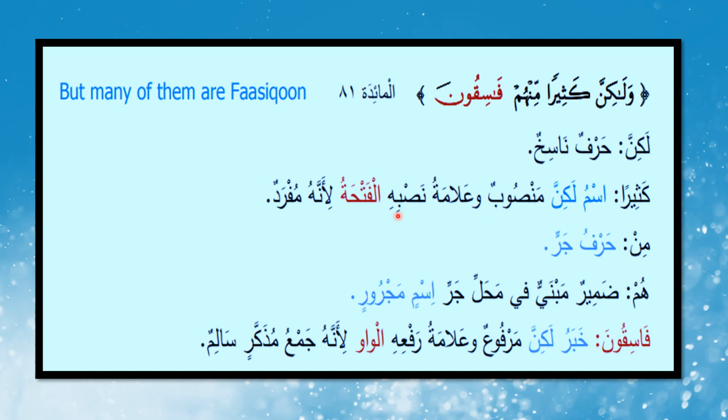Alama is nasb. Why? Because you can see clear visible fatha over it. And if it has a fatha, it's mufrad, right? I mean, it's a nakira noun because there is a fatha then. Min harf jar, and the damir added to harf jar is in the position of ism majroor. And now fasiqun, now you can make out it's a jama muzakkar. How? The noon has a fatha over it. So this tells us it's a jama muzakkar salim.